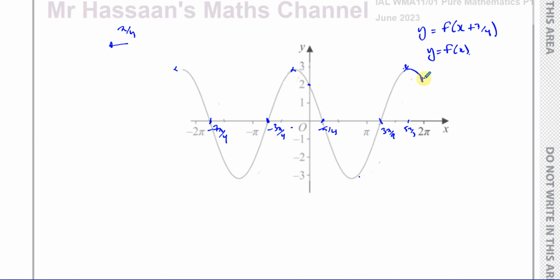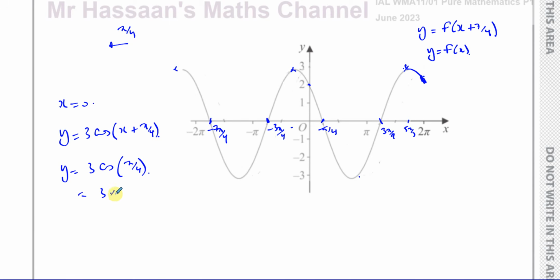Now, we also have to work out what point this is. Is this actually going to be 2? Let's see. We can work out what this point is when x is 0. When x is 0, we have y equals 3 times cosine of x plus pi over 4, so y equals 3 times the cosine of pi over 4. That gives you 3 times root 2 over 2, so 3 root 2 over 2, which is not exactly 2, is it?